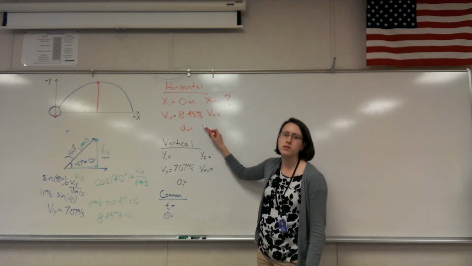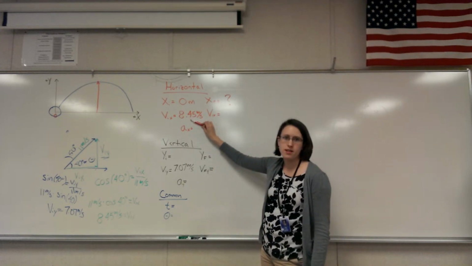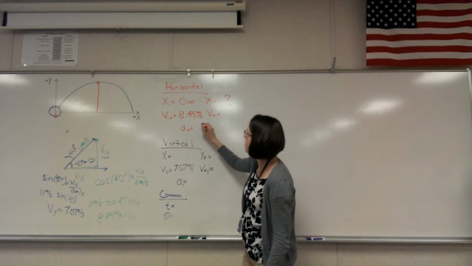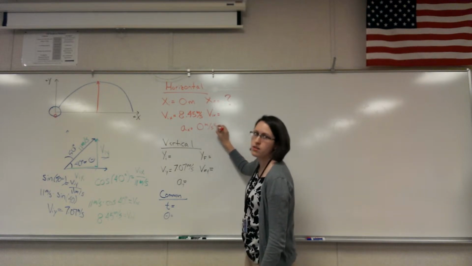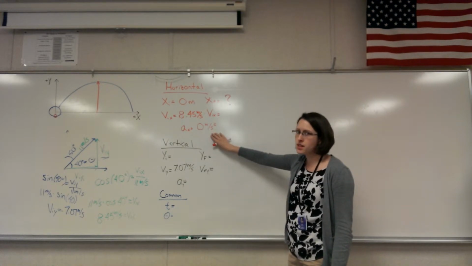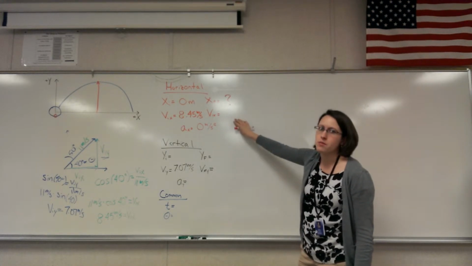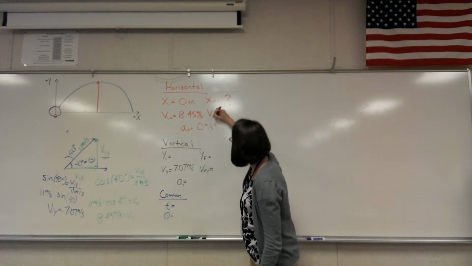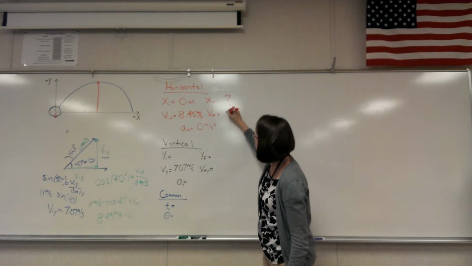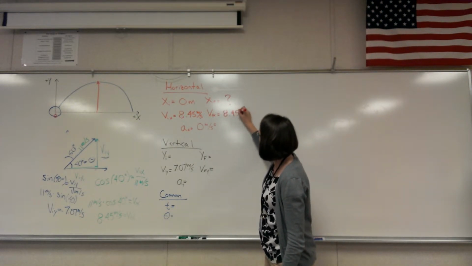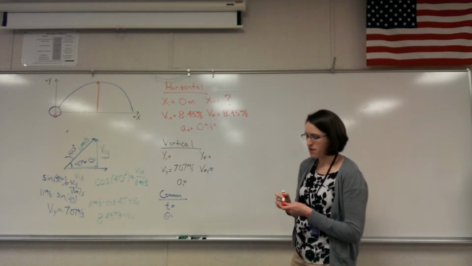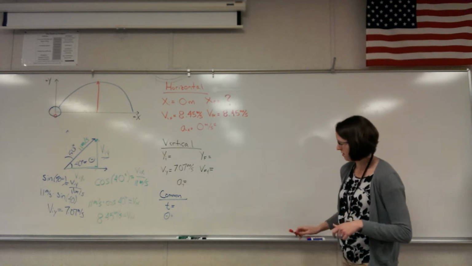For the velocities in the horizontal direction, we just found our initial velocity. Now for the horizontal direction, we know that the acceleration is going to be 0 meters per second squared. So we don't have any acceleration in the horizontal direction. So if we don't have any acceleration, we know that our velocity is going to remain constant. So our final velocity in the horizontal direction is going to be the same as our initial, 8.45 meters per second. That's all of our information for the horizontal direction.